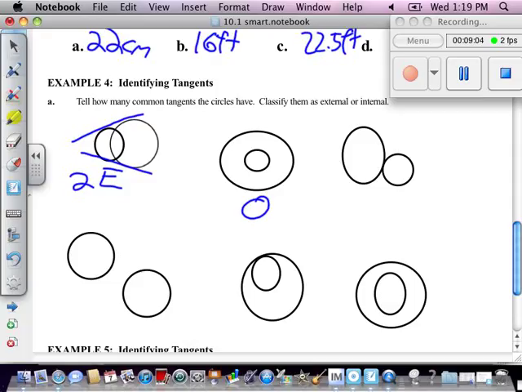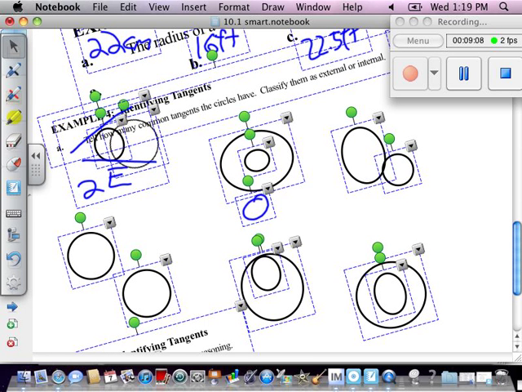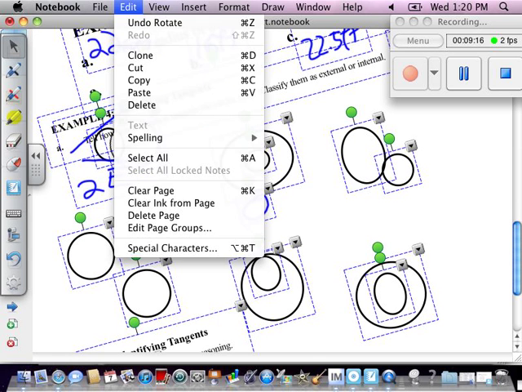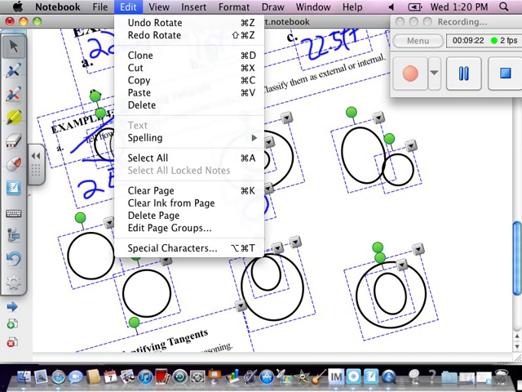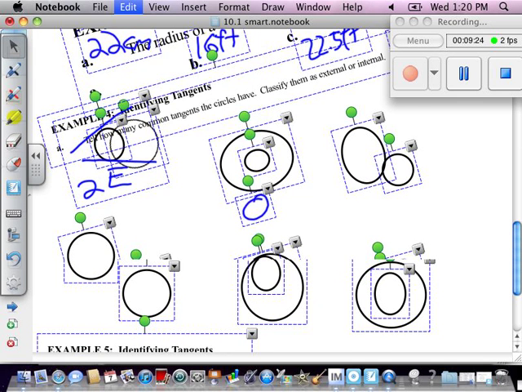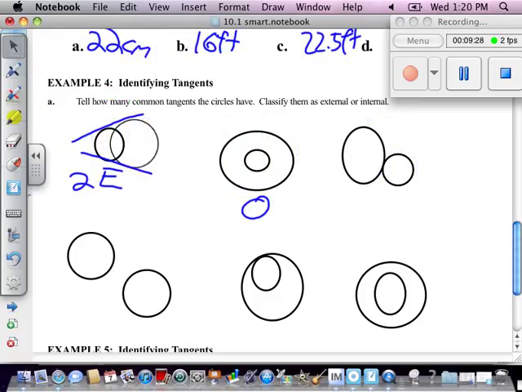How many tangents can I have for this one? I can have 1. Oh, that's smart. Everybody look to the side. There you go. Okay, that was exciting.